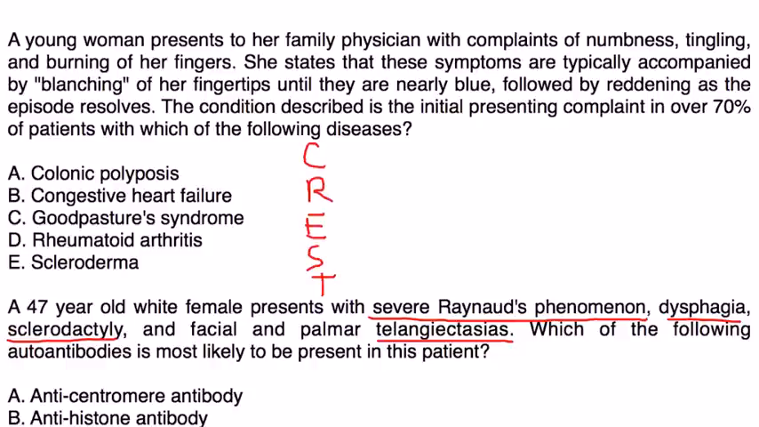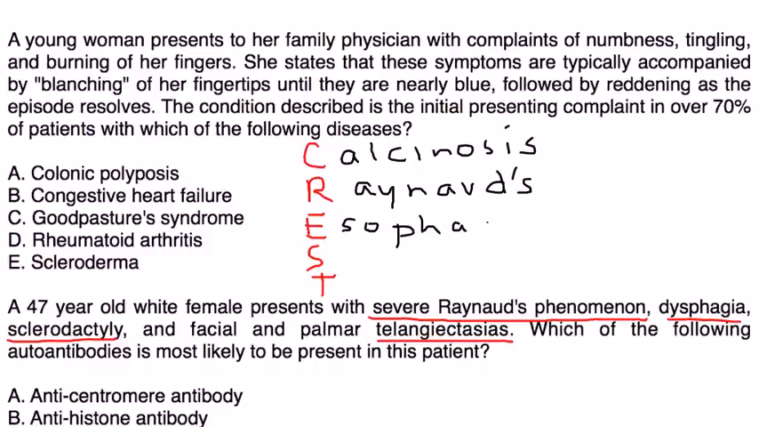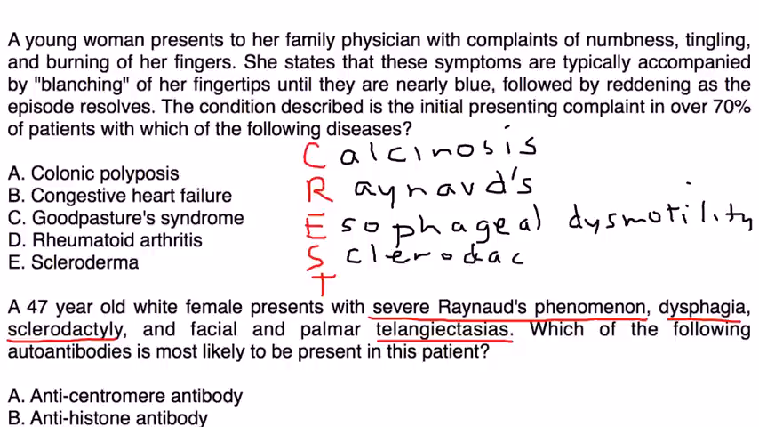Now, what is CREST syndrome? Well, it's an acronym, and each of these letters represents something. The C represents calcinosis. The R represents Raynaud's. The E represents esophageal dysmotility. The S represents sclerodactyly. And the T represents the telangiectasias.